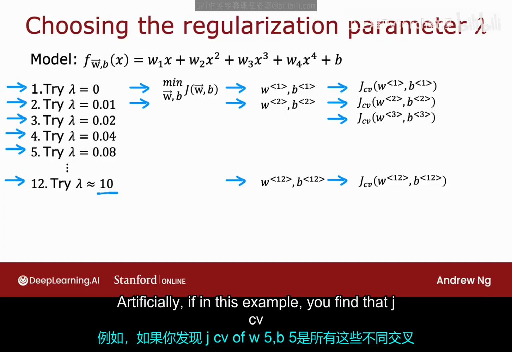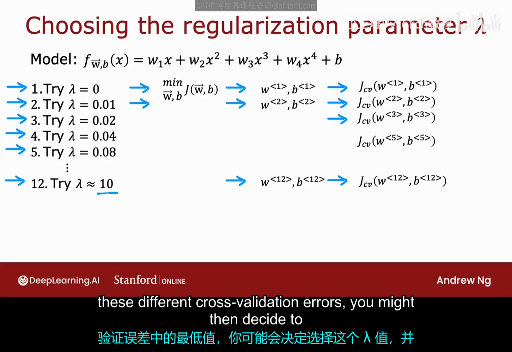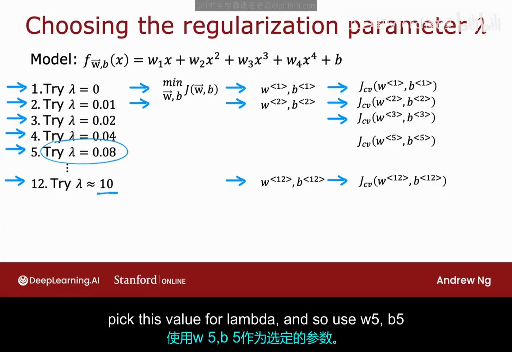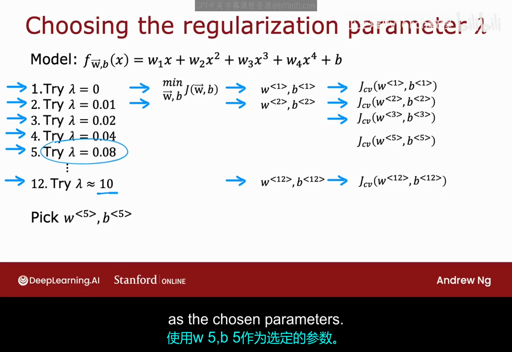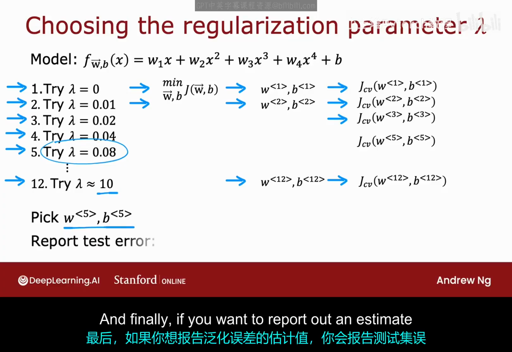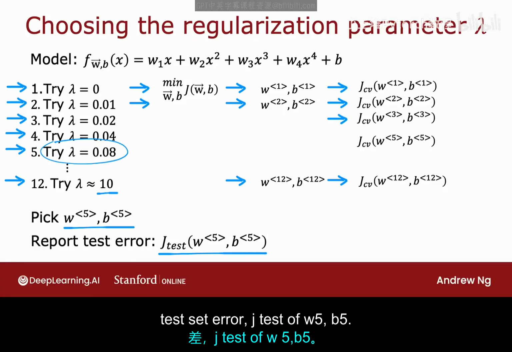Concretely, if in this example you find that JCV of W5, B5 has the lowest value of all of these different cross-validation errors, you might then decide to pick this value for lambda, and so use W5, B5 as the chosen parameters. And finally, if you want to report out an estimate of the generalization error, you would then report out the test set error, J-test of W5, B5.